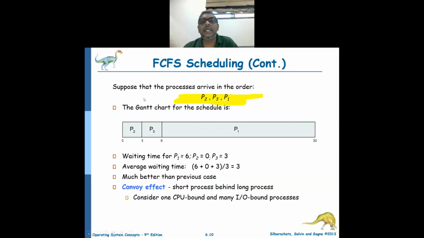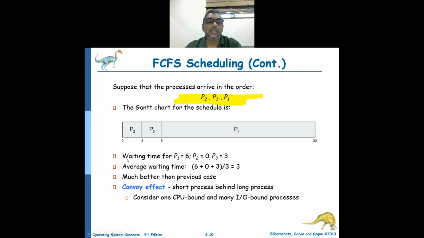Now, let's say we have another example here. Almost the same thing, but in reverse order. Assuming P2, P3, and P1 arrive at the same time, which is time 0. So P2, P3, and P1 arrive at the same time, so obviously, in this order, P2 will go in first, followed by P3, and then P1.